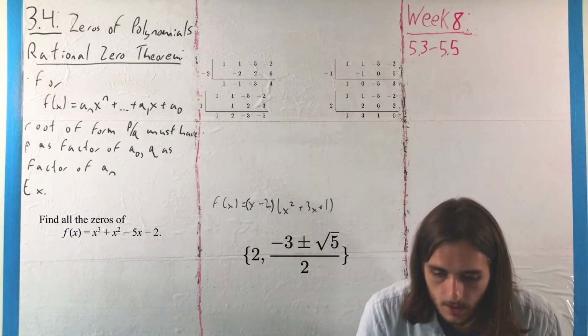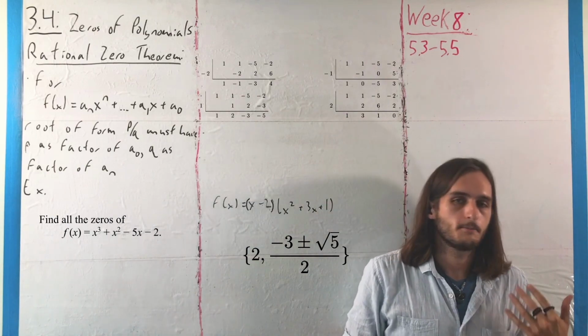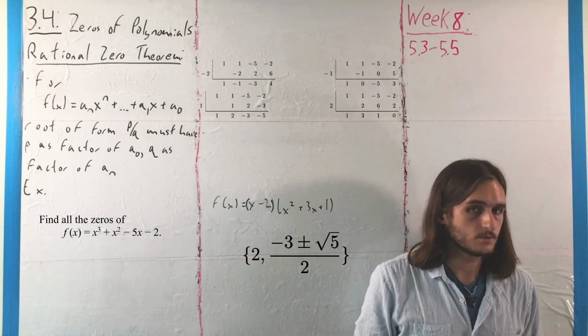Anyway, from here, we're going to look at some more things that we can do to identify our roots. We're going to talk about some of the properties that we have with polynomial roots in general.